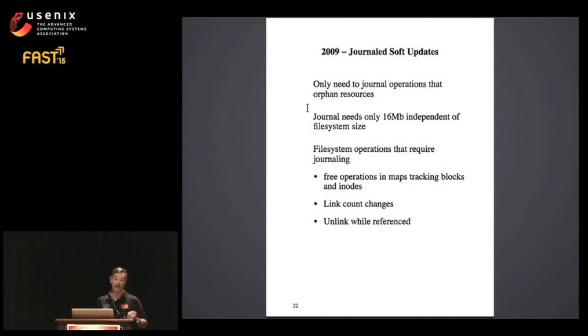In fact, that was when I was doing the original soft updates, which was probably the most complicated piece of code I'd written at that point. And it was great. It worked. Everything was happy. And some more time passed. I wrote a book and did some other things for a while. And then, into my 50s, it's time to do this journaled soft update stuff.